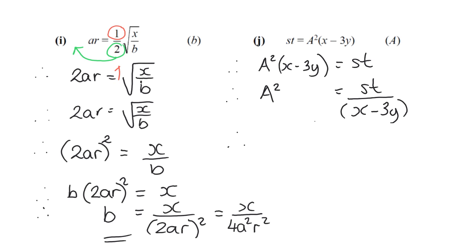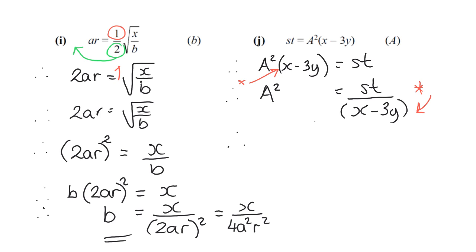So, flip to get the a on the left-hand side. The bracket is multiplying in here, that's a multiply, so when it goes to the other side, that's why it's on the bottom. It's a divide. So a squared equals st over x minus 3y. You can keep that in a bracket or not.